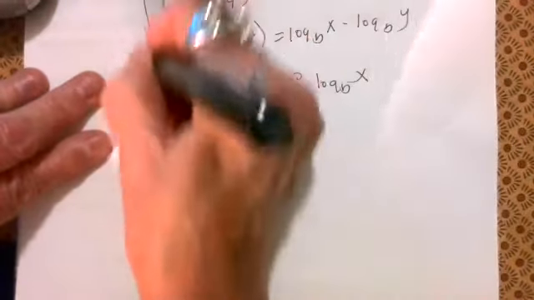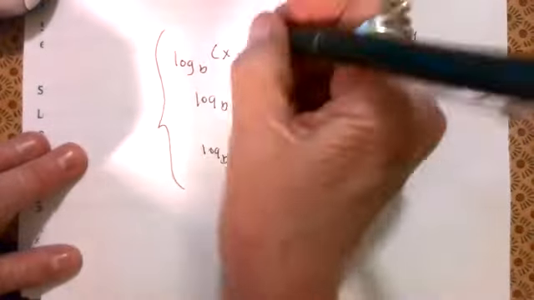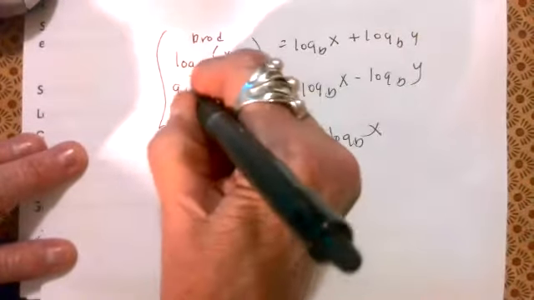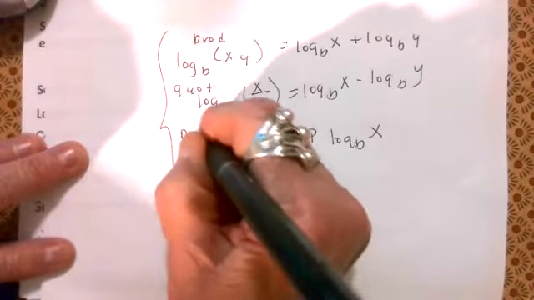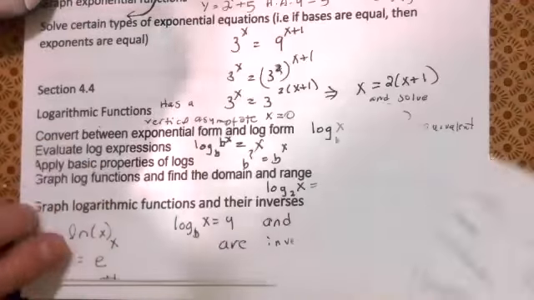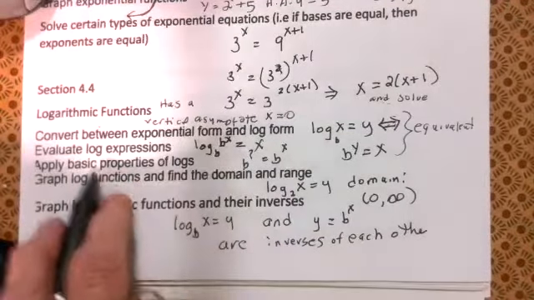So these are really important. You're going to need those for a number of things. This is called the product rule, this is called the quotient rule, and this is called the power rule. But there are other properties of logs that we covered, and we'll look at that in a minute.